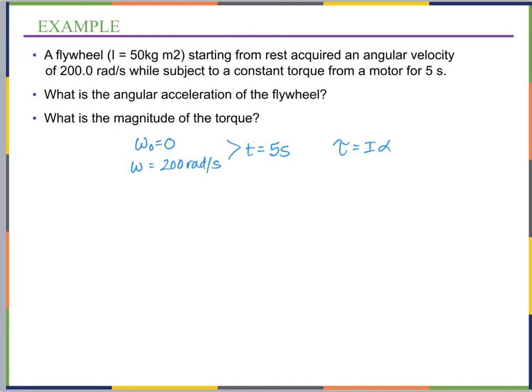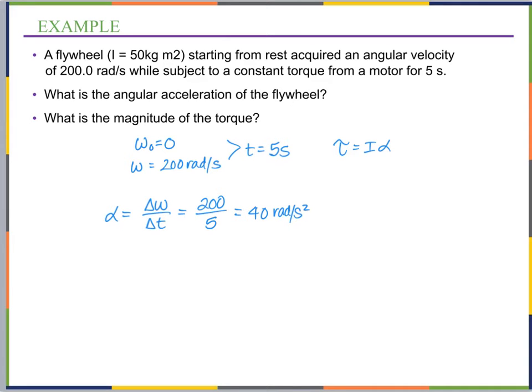So that's the first thing that we're asked to find, is what is alpha. And for that, we can just use the general definition of alpha, that it's the change in omega over the change in time, which would be 200 divided by 5. And so that would be 40 radians per second squared. So now we found the angular acceleration that flywheel feels.